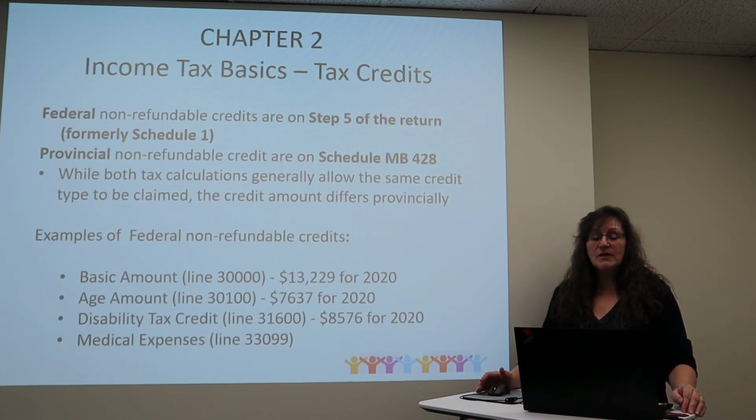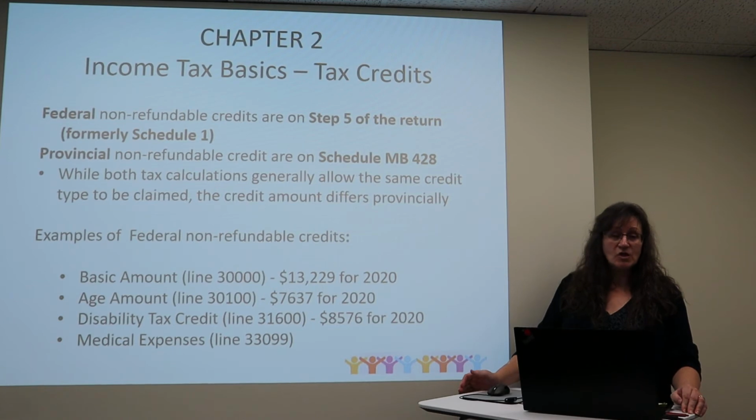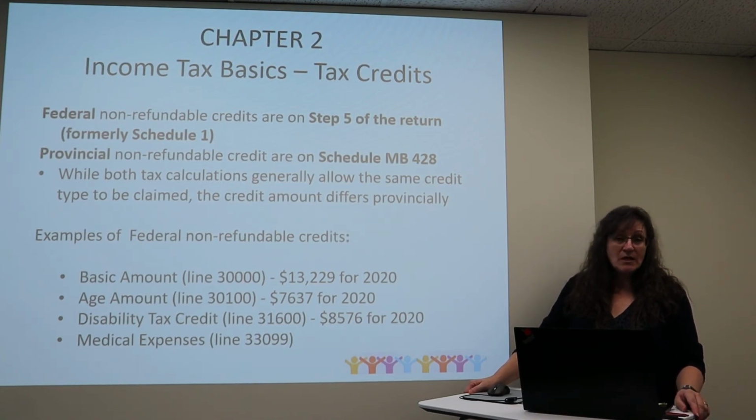The age amount is for anybody who is over the age of 65 by the end of the tax year, and the figure for 2020 is $77,637, shown on line 30,100. These amounts all are indexed and change annually. Disability tax credit on line 31,600 is $8,576 for the tax year 2020. Eligibility to claim the disability tax credit comes only with permission by Canada Revenue, who has deemed you eligible based on your health concerns. More on that will come when we talk about medical expenses in Chapter 9.